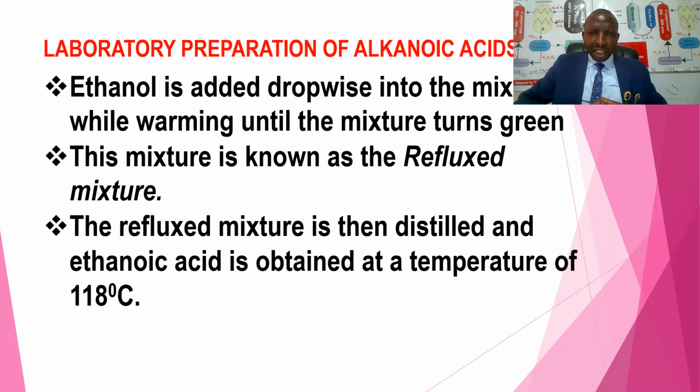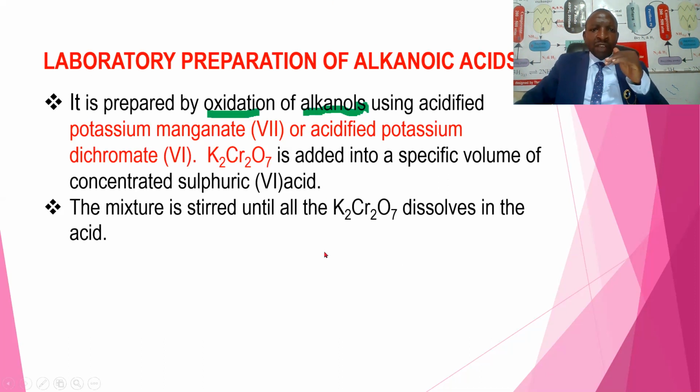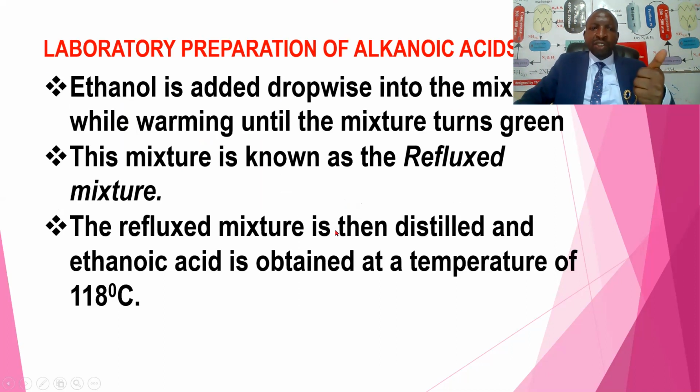Now, in the preparation of alkanoic acid, in our case ethanoic acid, ethanol is added dropwise into the mixture while warming. Remember, we have dissolved potassium dichromate into sulfuric acid and stirred the mixture. So step 3, the ethanol is added to the mixture of potassium dichromate or potassium manganate 7 and sulfuric acid. You add ethanol while warming until the mixture turns green, if you are using potassium dichromate. If you are using potassium manganate 7, it will change from purple to colorless.